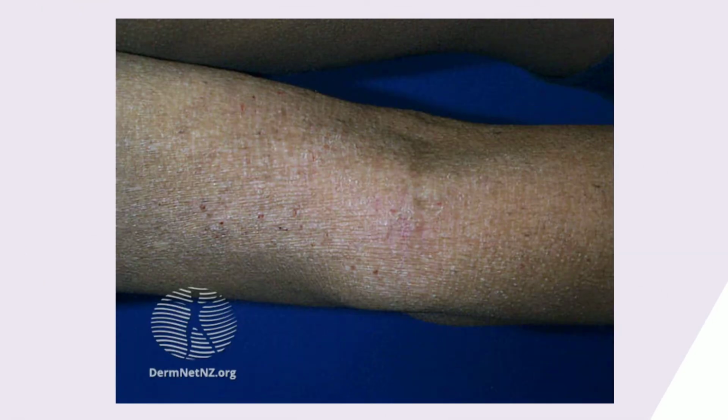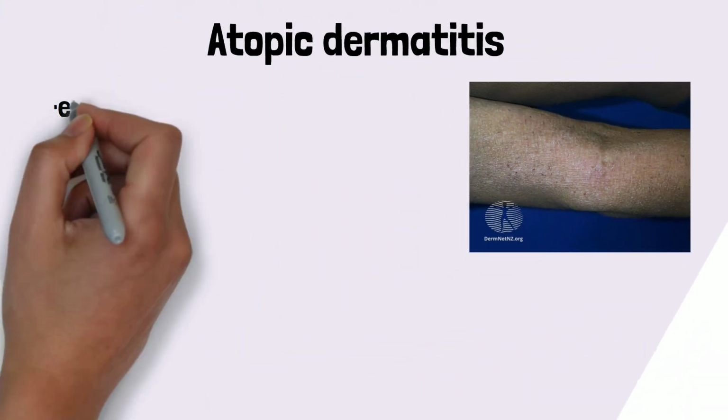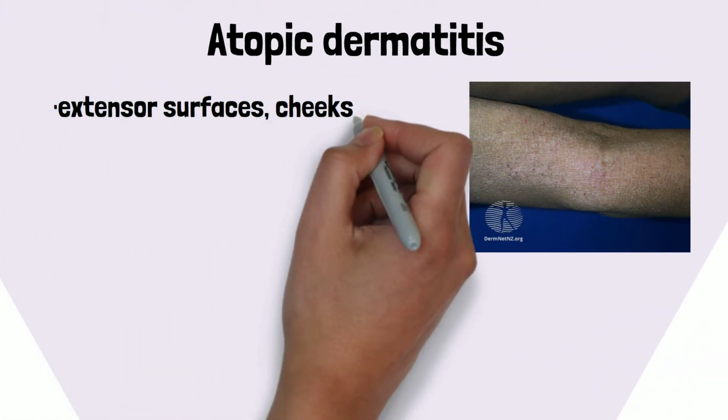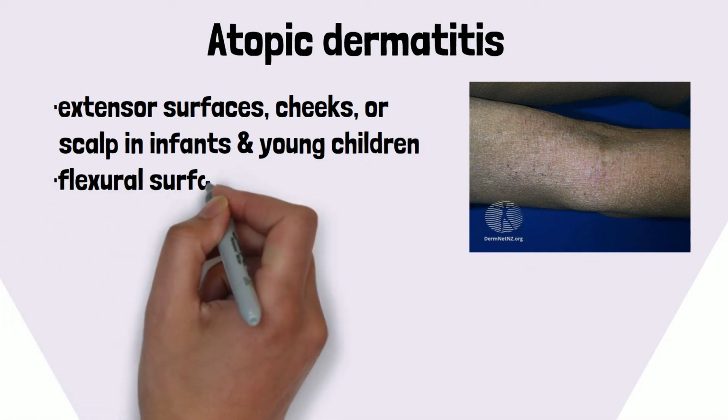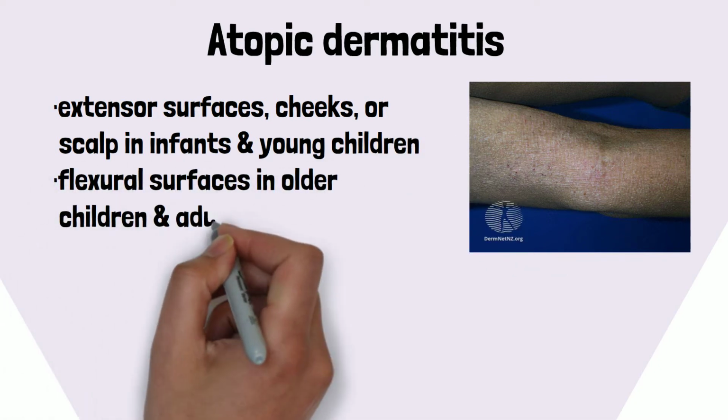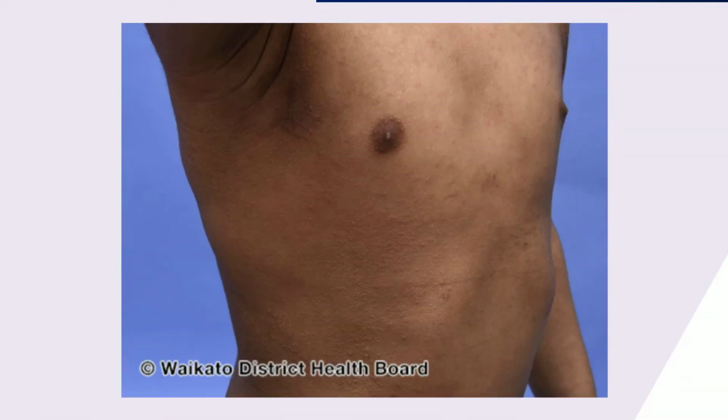Atopic dermatitis is common in children and can be exacerbated by environmental triggers. The rash involves the extensor surfaces and cheeks or scalp for infants and young children, but has flexural distribution in older children and adults. In patients with darker skin, you may notice papular follicular changes, which are small bumps around hair follicles.